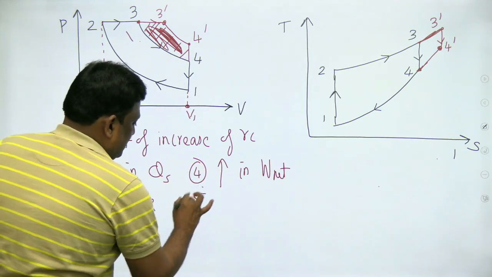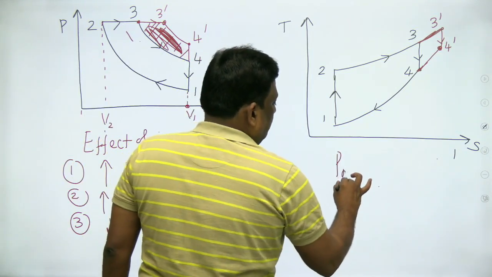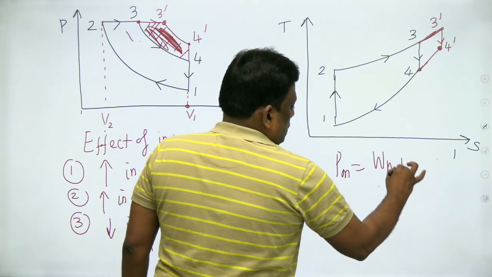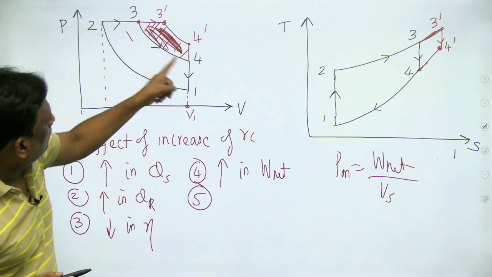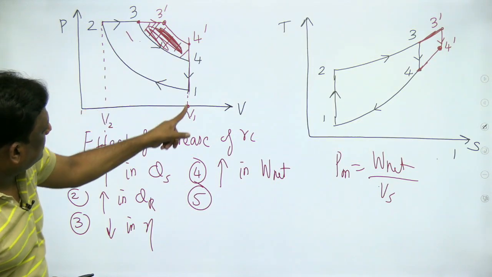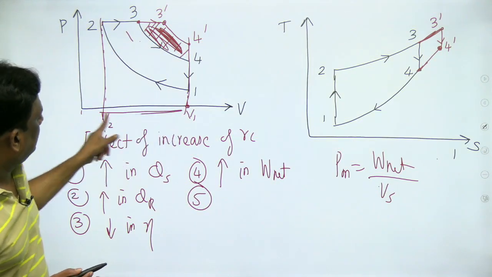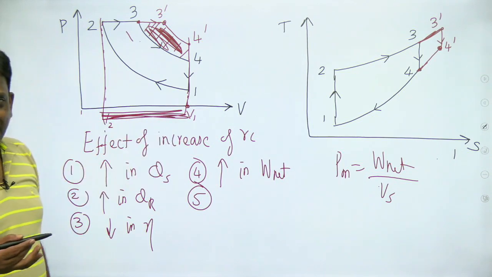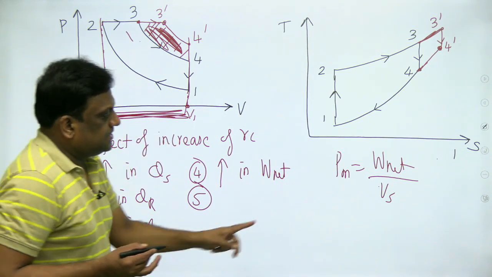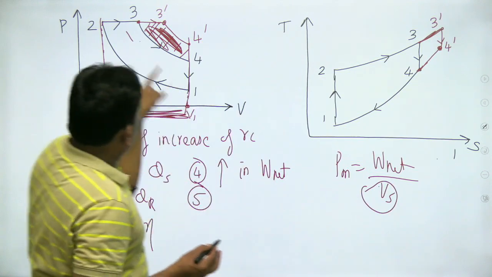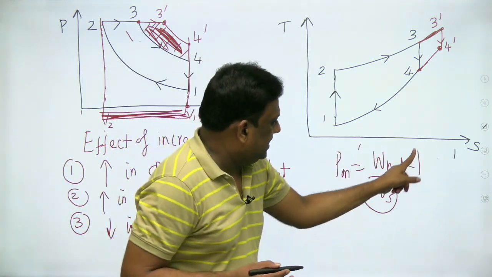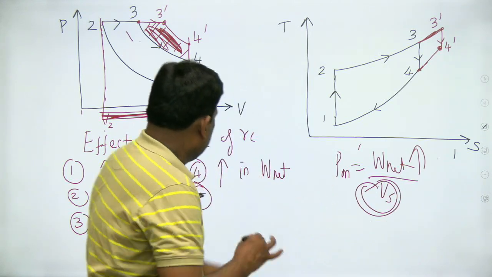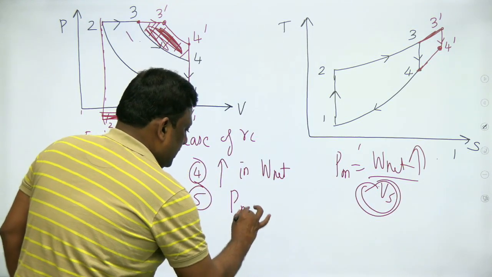Now, my dear students, what is mean effective pressure? Mean effective pressure is net work by swept volume. We are not at all changing the swept volume. Look, in both the cycles, the maximum volume and minimum volume are fixed. So the piston is reciprocating between the same ends. So the swept volume is not changing, but as the closed area is increasing, the network is increasing. As the network is increasing and swept volume is not changing, the mean effective pressure will also increase.